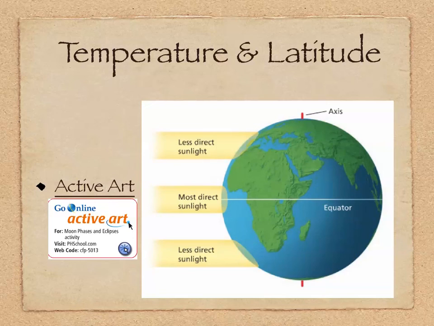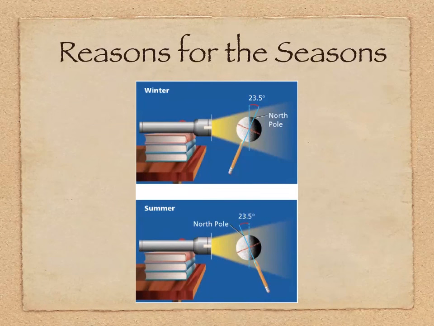receive per unit of area less light than at the equator. And that's why you have days and nights being 24 hours long in the northern and southern hemisphere, and the coldest temperatures as well. So reasons for the seasons, again, has to do with that 23.5 degree tilt and the rotation of the Earth around its axis and the orbit of the Earth around the Sun.